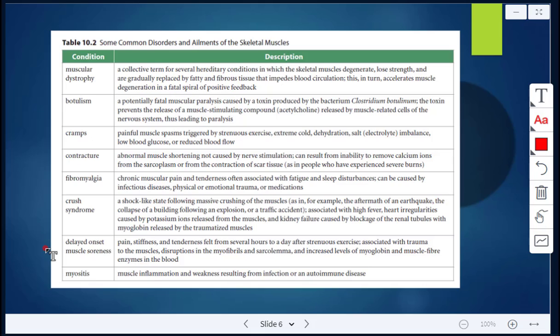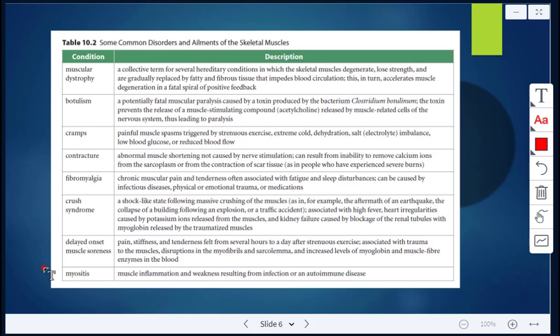There's delayed onset muscle soreness. It's usually after strenuous exercise, the pain and stiffness and tenderness. It can be associated with trauma to the muscles, disruptions in the myofibrils and sarcolemma, increased levels of myoglobin and muscle fiber enzymes in the blood.